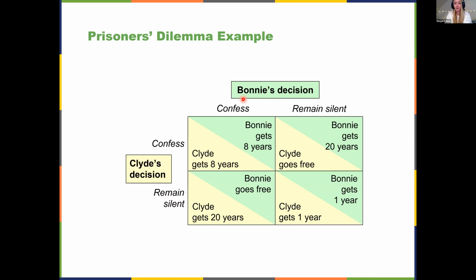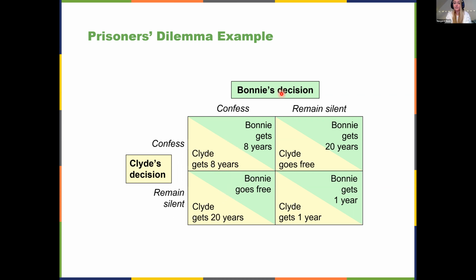If Bonnie decides to confess, which of these two outcomes for Clyde is better? Clyde getting 8 years or Clyde getting 20 years? Well, obviously, Clyde doesn't want to spend a lot of time in jail. So if Bonnie confesses, Clyde should also confess because this gets him the better of the two outcomes.